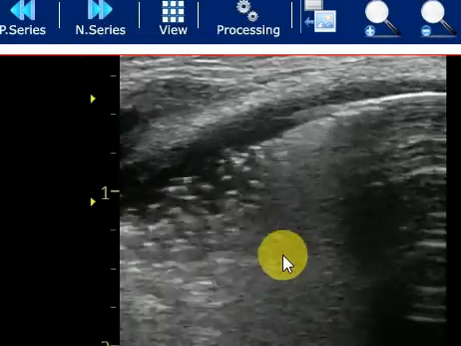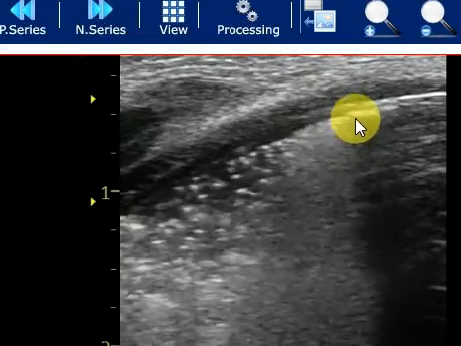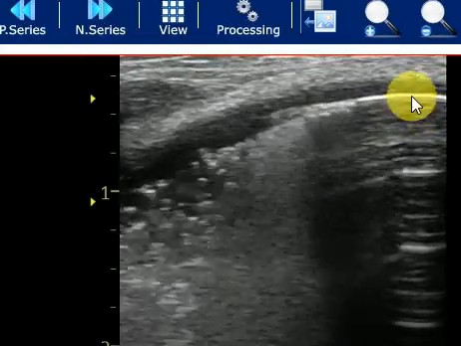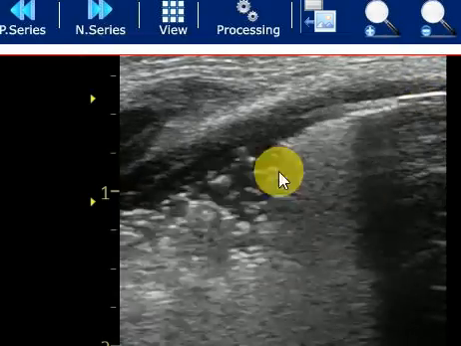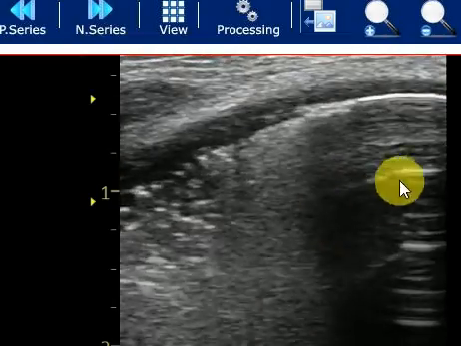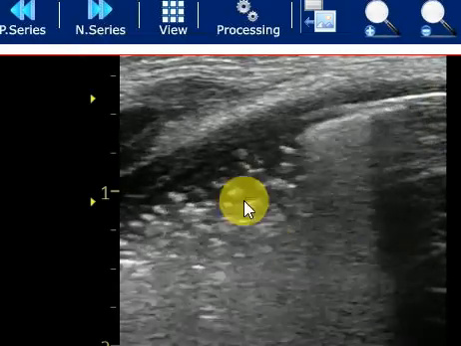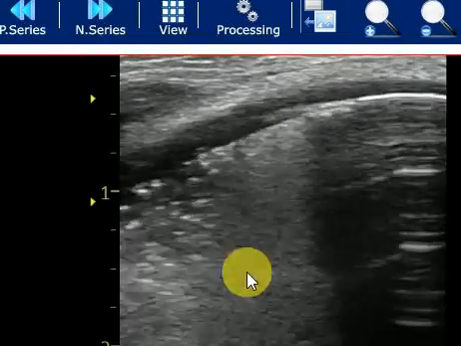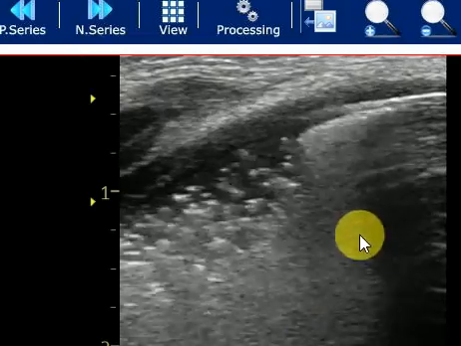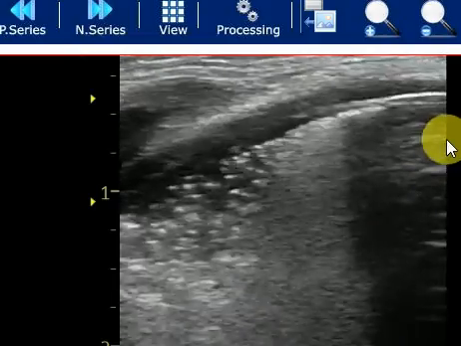Here, see, this is lung sliding. Here, there is no lung sliding. Here, the consolidated area. This is pneumothorax. This is consolidated area. This is pneumonia. This is air bronchogram. This is B lines. This is area of pneumonia. This is pneumothorax.